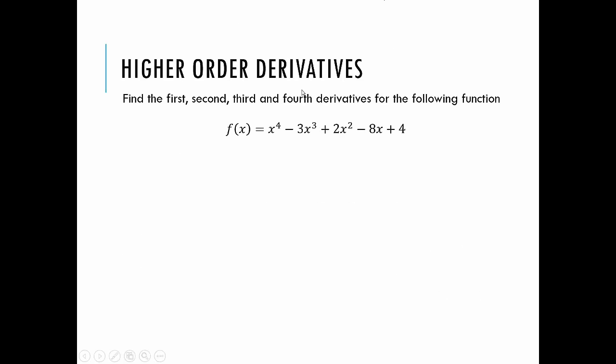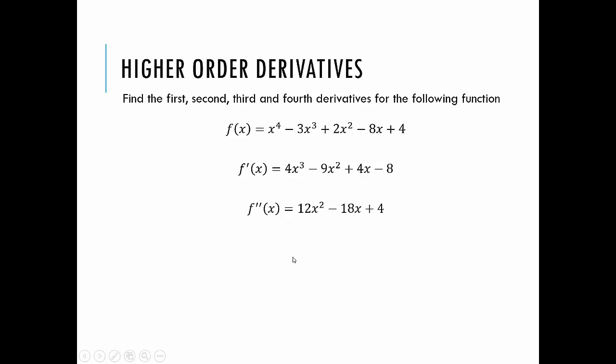So if I want to take the first, second, third, and fourth derivatives of this following function, the first derivative, I bring the 4 down, subtract 1. 3 times 3 is 9, subtract 1. 2 times 2 is 4, and then my 8x is 8.